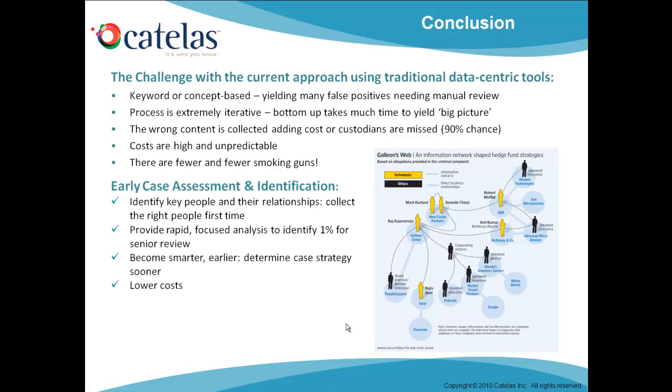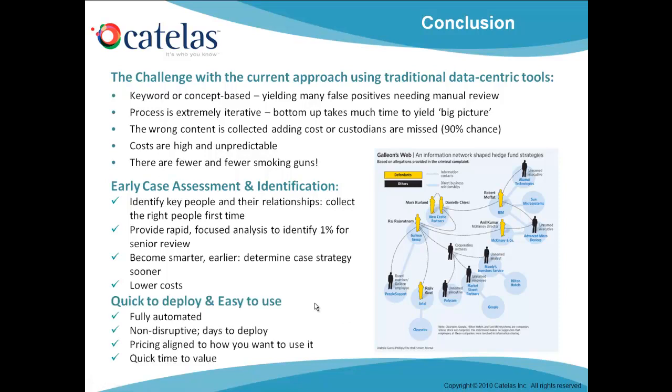Catelas allows you to easily identify all the right people up front and first time, and follow their relationships to the data, which is tagged for senior review. Catelas is deployed within hours and can map the entire corporate email network, or can process native emails, or can sit on top of third-party tools such as Clearwell to map out the corpus that has already been processed.